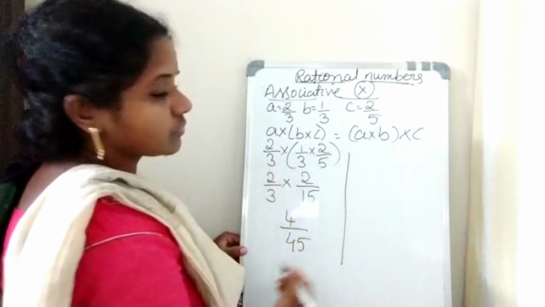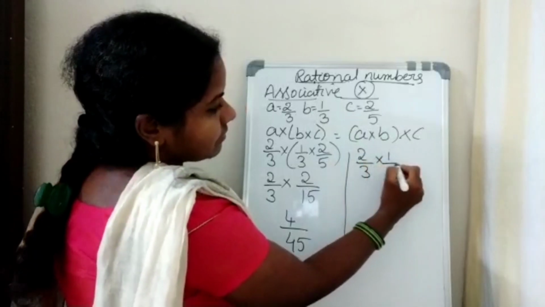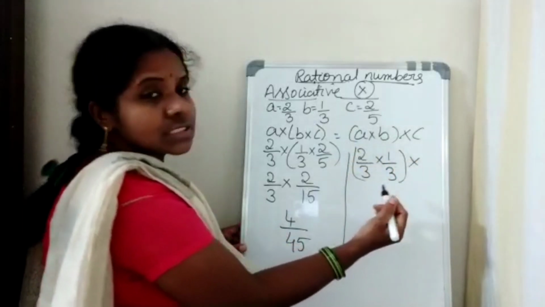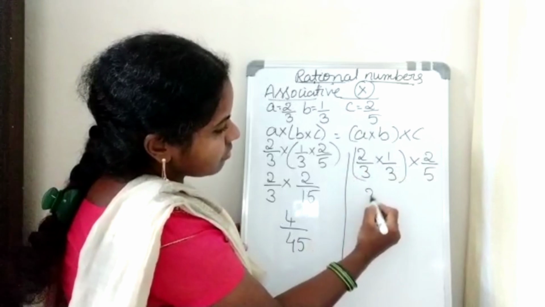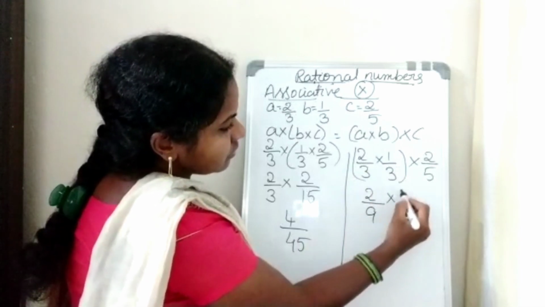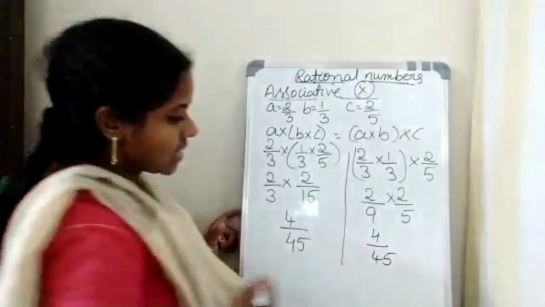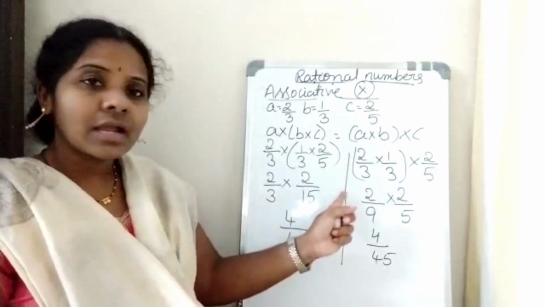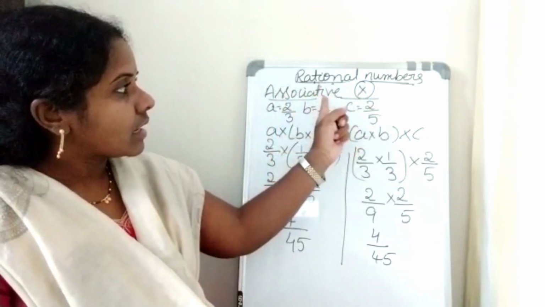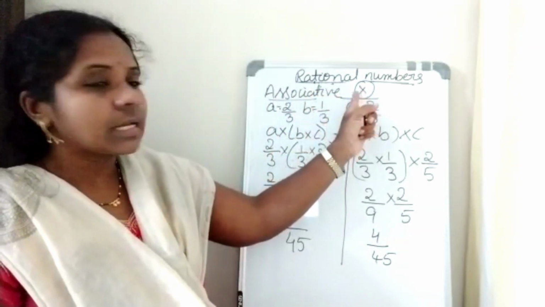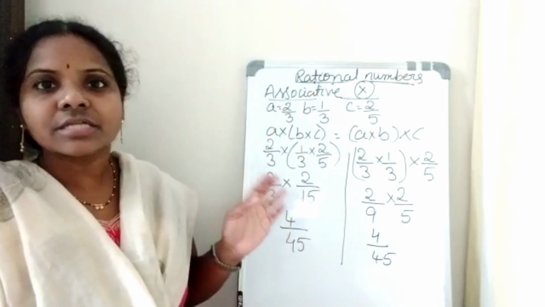Now let us do the RHS. RHS means (a × b) × c: 2/3 into 1/3, into c, which is 2/5. 2 ones 2 by 3 threes 9, into 2 by 5. 2 twos 4 by 9 fives 45. LHS is 4 by 45, RHS is also 4 by 45. So the associative property is verified under which operation? Multiplication. But the associative property is not possible in subtraction and division.